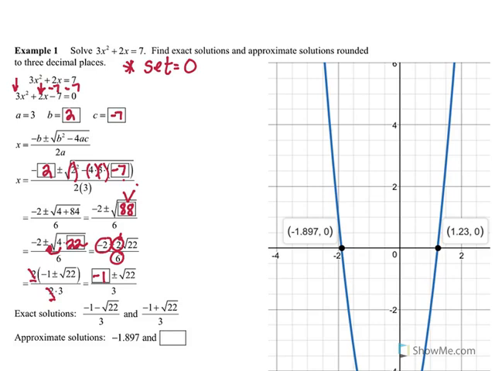And we know that when we have the plus or minus, we really have 2 answers, one with the negative and one with the positive. Using our calculator to add or subtract, then divide, I see we get approximately negative 1.897 and 1.23. And if we graph, we can see those points listed on our graph as well.